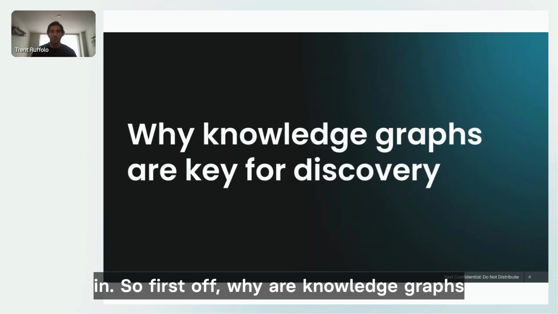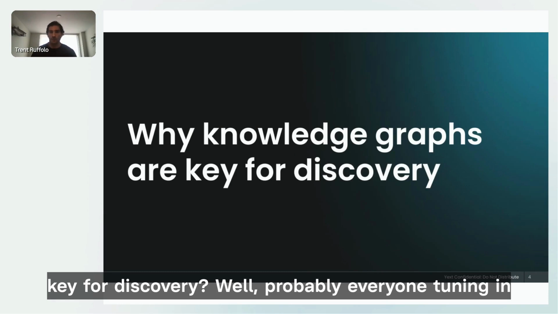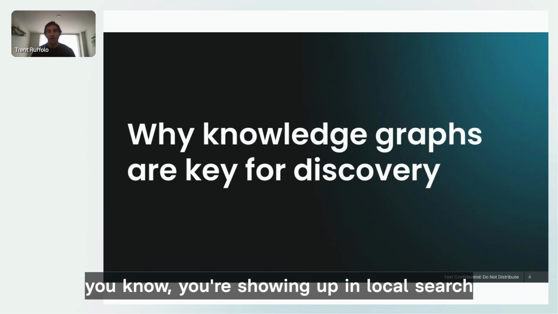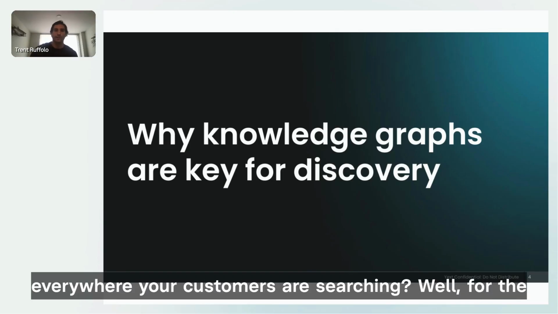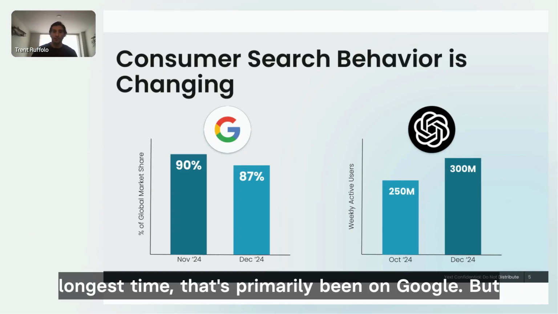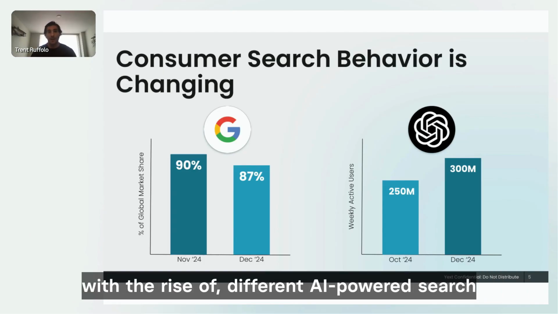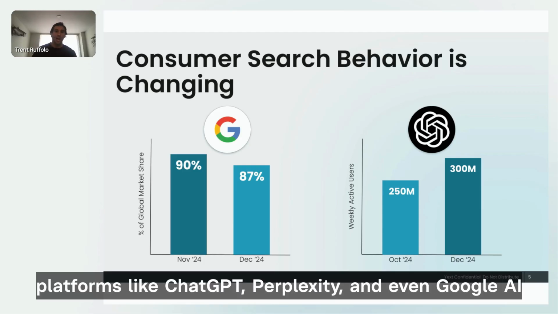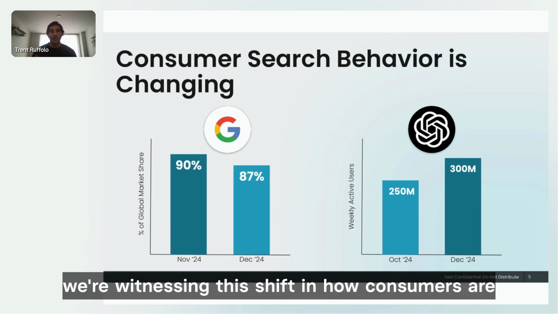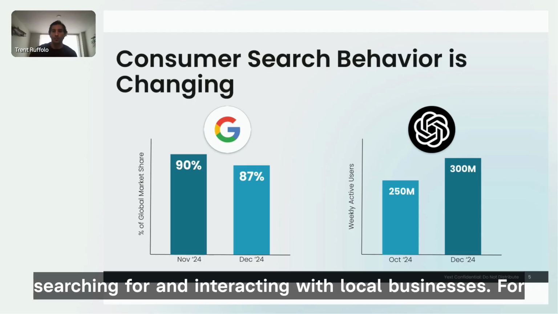So first off, why are knowledge graphs key for discovery? Well, probably everyone tuning in right now, this is what you care about the most. How do I make sure that I'm showing up in local search everywhere my customers are searching? Well, for the longest time, that's primarily been on Google. But with the rise of different AI-powered search platforms like ChatGPT, Perplexity, and even Google AI Overviews, and many, many others that we're seeing, we're witnessing this shift in how consumers are searching for and interacting with local businesses.